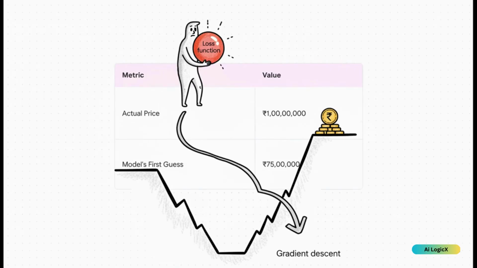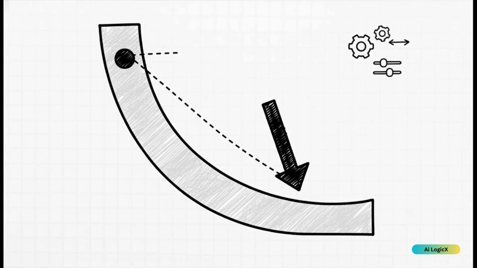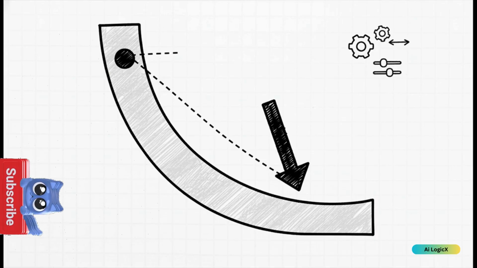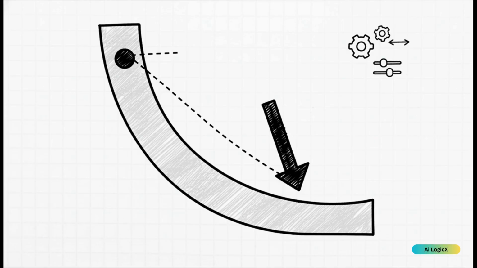So, on its very first try, the model might be way off. Let's say the actual price of a house is 1 crore rupees, but the model, with its initial random settings, guesses 75 lakhs. That's a huge error, right? Which means it gets a really high score from its loss function. Right now, it's standing way up high on the side of that valley. And now the algorithm kicks in. It calculates the slope of that error. It's basically figuring out which of its internal settings, like how much importance it gives to location or the number of bedrooms, pushed that guess in the wrong direction. It now knows the steepest downhill path to take to make that error smaller.